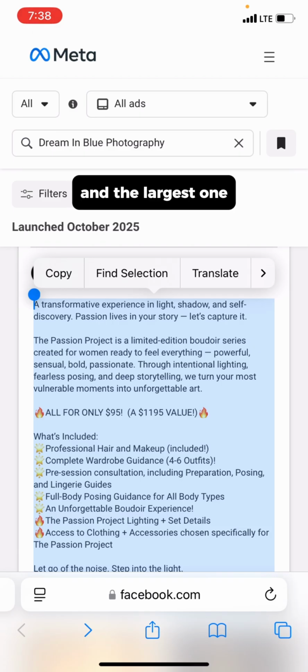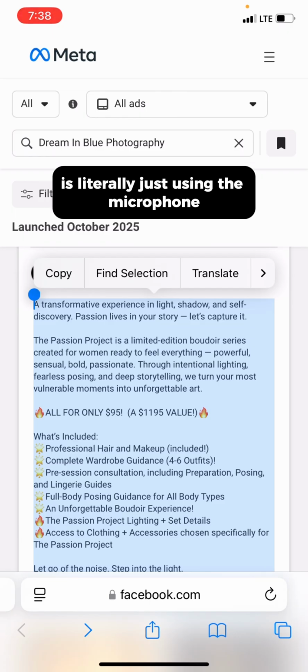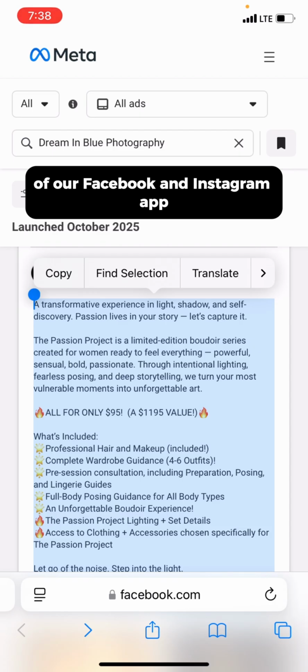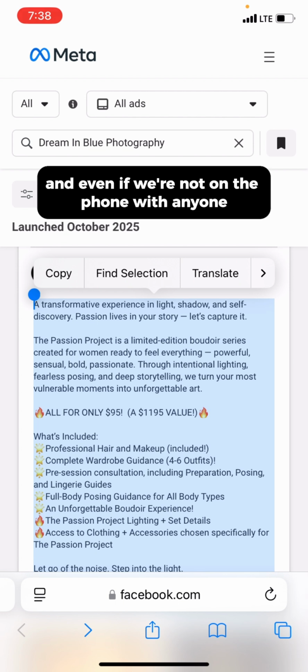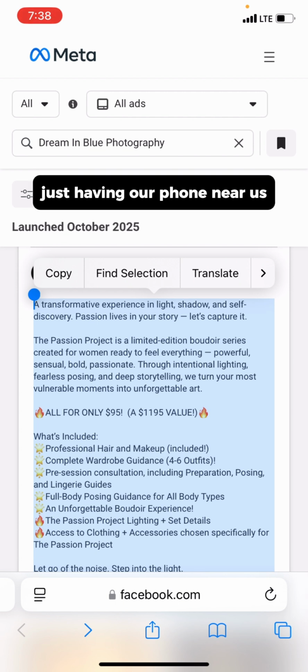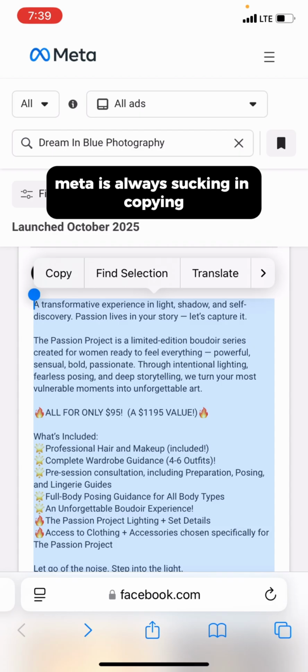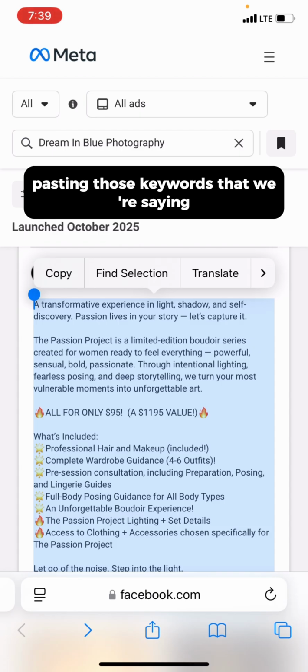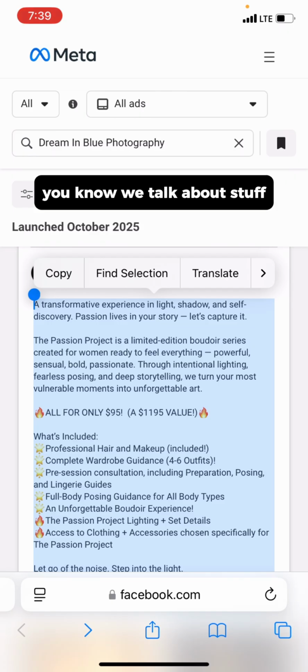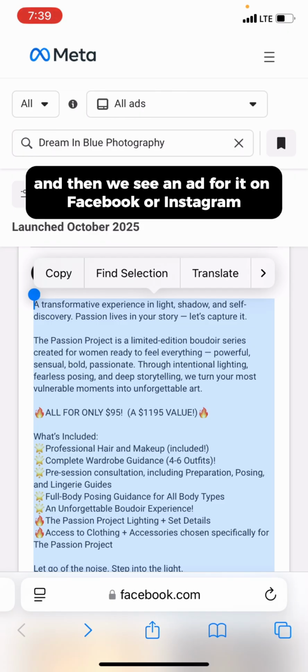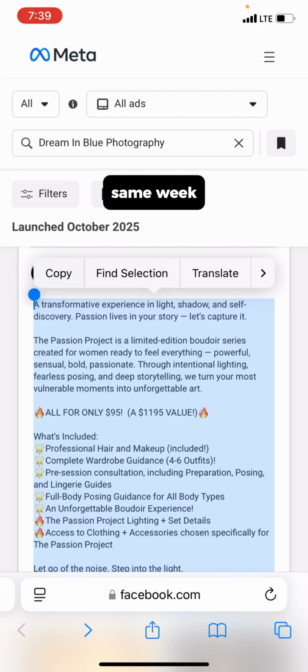And the largest one, data source 3, is literally just using the microphone of our Facebook and Instagram app to always listen to us, even if the apps are closed, even if the apps are off, and even if we're not on the phone with anyone, just having our phone near us. Meta is always sucking in, copying, pasting those keywords that we're saying onto our Meta profiles, which is why we talk about stuff and then we see an ad for it on Facebook or Instagram the same week.